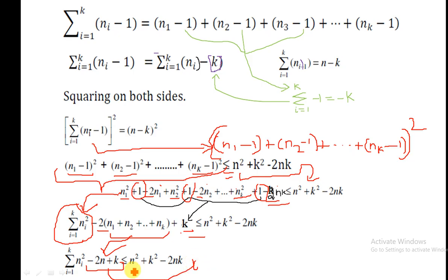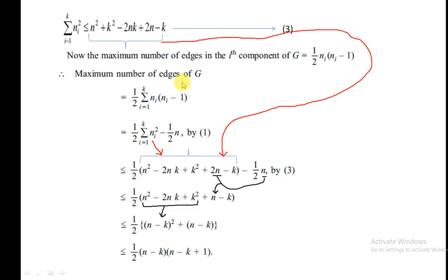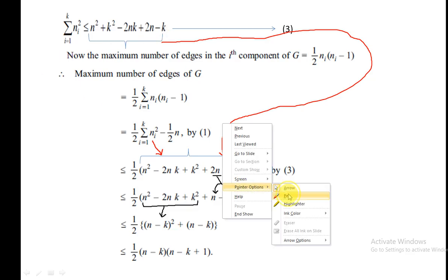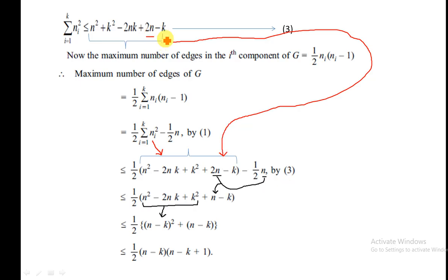Now in the next step, we take these two terms to the right hand side. What about the terms on the right hand side? N square plus K square minus 2NK; minus 2N comes to the right hand side as plus 2N, and plus K comes to the right hand side as minus K. What happened here? Let me check the second one: plus 2N minus K comes to the right hand side. Am I right? So what is the formula? A very well known formula, (A minus B) whole square.